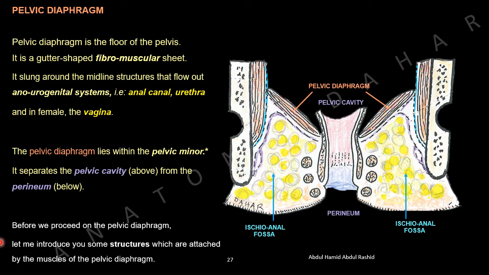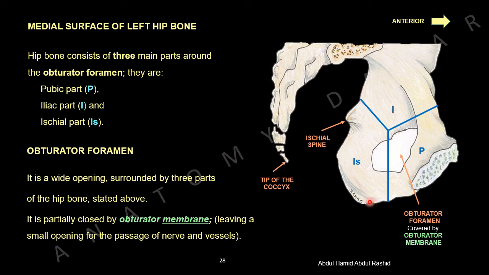Before we proceed to the pelvic diaphragm, let me introduce some structures which are attached by the muscles of the pelvic diaphragm. This is the medial surface of the left hip bone. This is anterior. This is the sacral bone. This is the coccygeal bone. The hip bone has a big foramen called the obturator foramen. The hip bone is made up of three parts: the pubic part in front, the iliac part above, and the ischial part behind, around the obturator foramen. The obturator foramen is partially covered by the obturator membrane, leaving a small opening for the passage of nerve and vessels. This is the body of the pubis. This is the ischial spine.